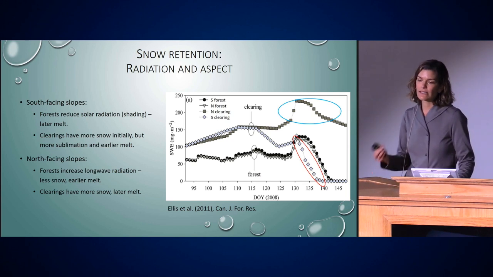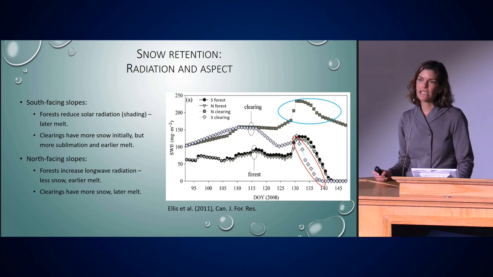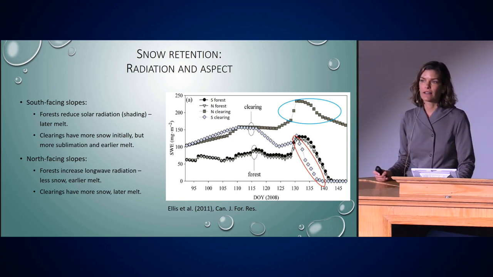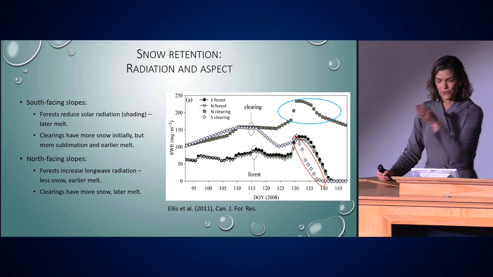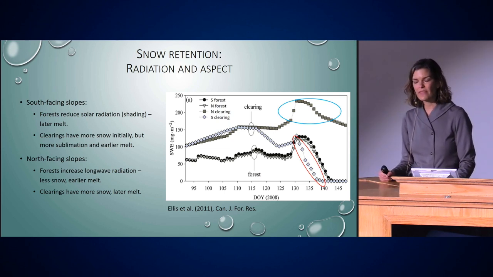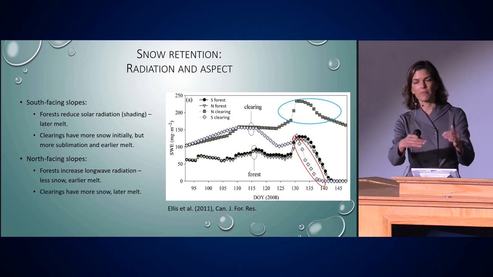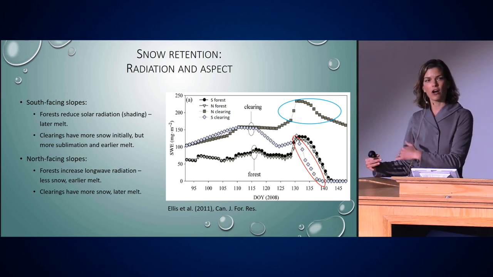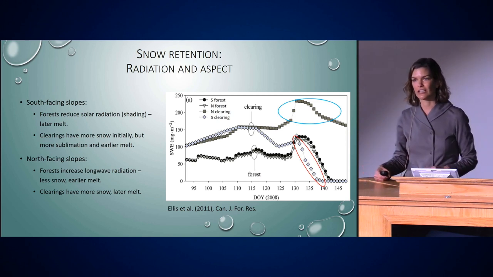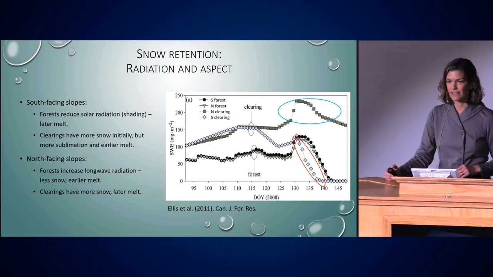The thing that I want to point out is as you go through the year, this is date of year beginning January 1st and going until midsummer, beginning at about day 115, the south-facing clearing starts to lose snowpack, likely due to sublimation and increased melt as the solar angle gets higher. So snow's disappearing first from the south-facing opening. Then at all the sites, snow really starts to decrease starting at about day 130. The effect of trees on snow retention on the south-facing slopes is that by providing solar shade, they're retaining snow longer. On the north-facing slopes, the trees are emitting enough longwave radiation that they're losing snow faster than the clearings. So forest density is important, but aspect can also moderate the effect of trees on radiation.